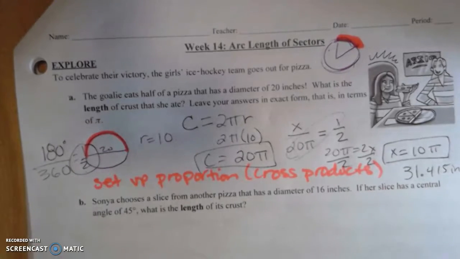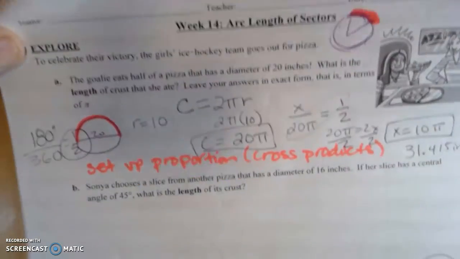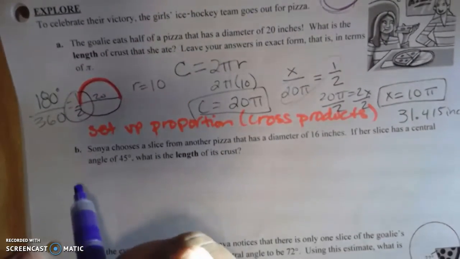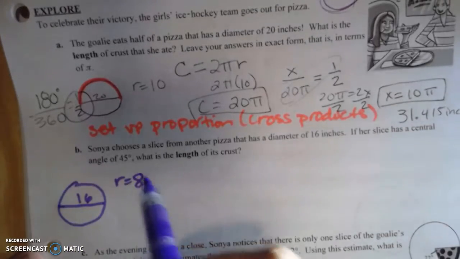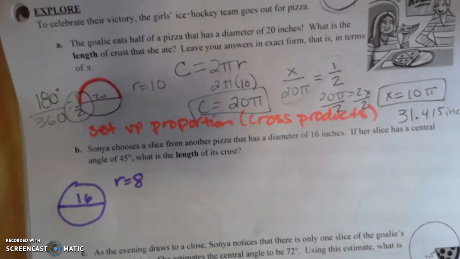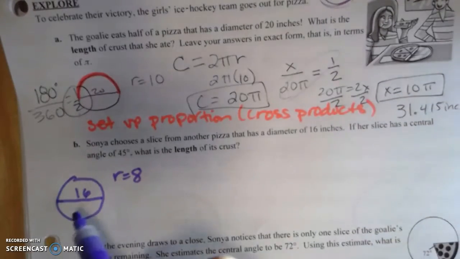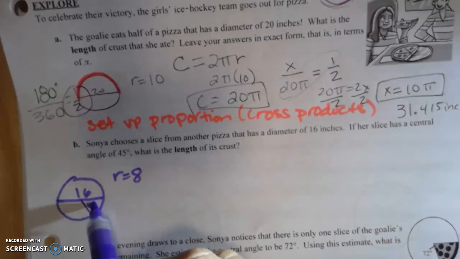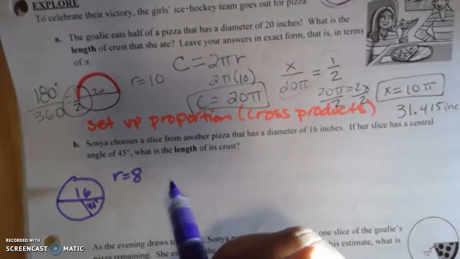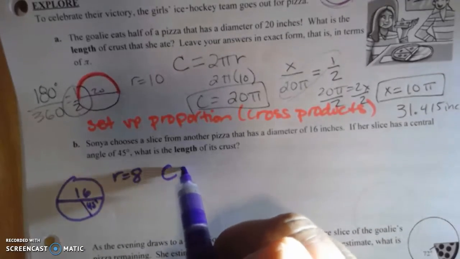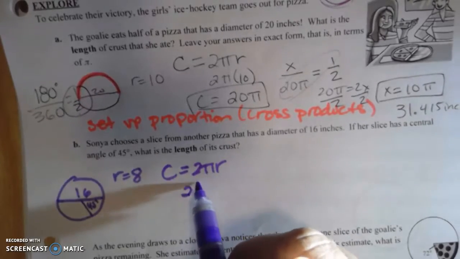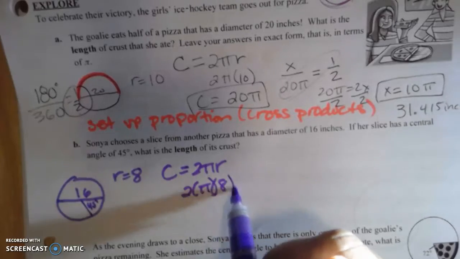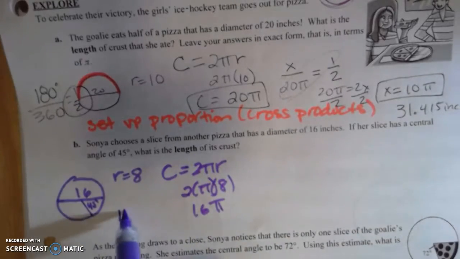Let's do the next example, and you'll see where I'm going with this. Sonia chooses a slice from another pizza that has a diameter of 16 inches. So I'm going to start with my little picture. The diameter is 16 inches, so right away I know that the radius is 8, because the radius is half of the diameter. Her slice has a central angle of 45 degrees. So what is the length of the crust? Well, I still need to do circumference, 2 pi r, and I'm going to get 2 pi times 8, or 16 pi, because it's also like pi times diameter.